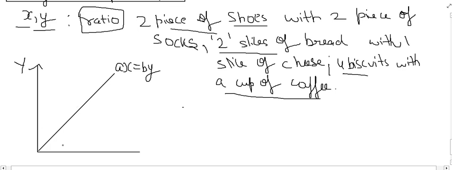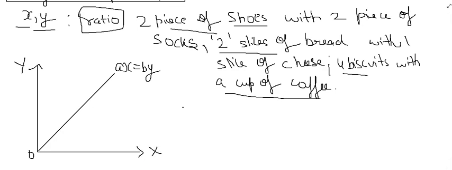This is good y, we have the origin, this is good x. Okay, now let's try to think about it. The very first thing we need to understand is that we need a specific ratio.